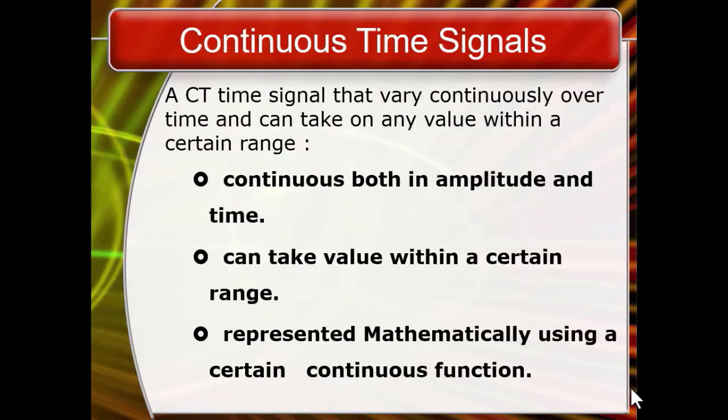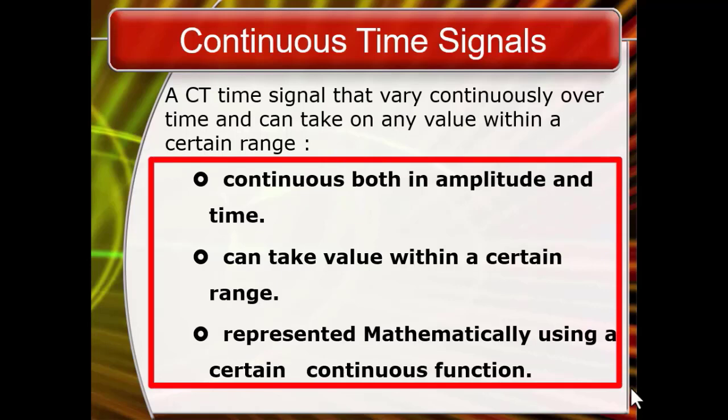Continuous time signals vary continuously over time and can take any value within a certain range. Continuous time signals are continuous both in amplitude as well as time, and they take finite values in a certain range, and they can be represented mathematically using a certain continuous function.